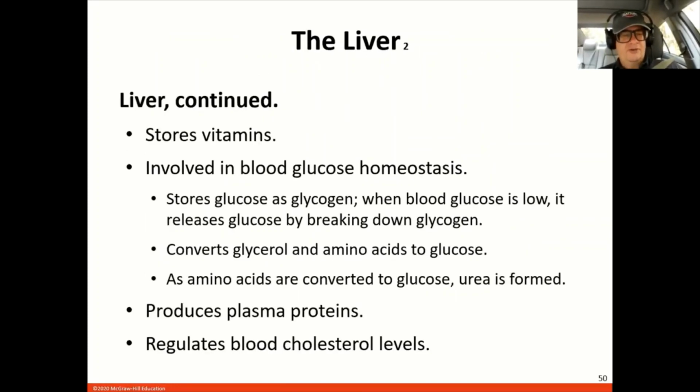All right, so the liver stores vitamins. It affects sugar. It'll store extra glucose as glycogen, and when the blood glucose is low, it'll release the glycogen. It is capable of turning glycerol and amino acids into glucose.